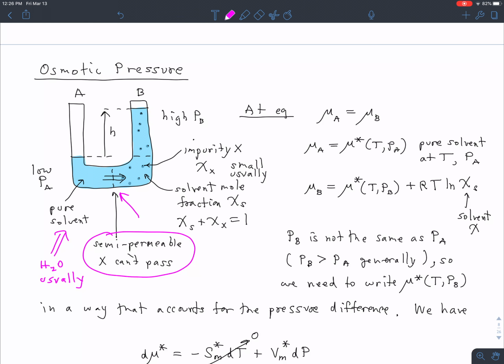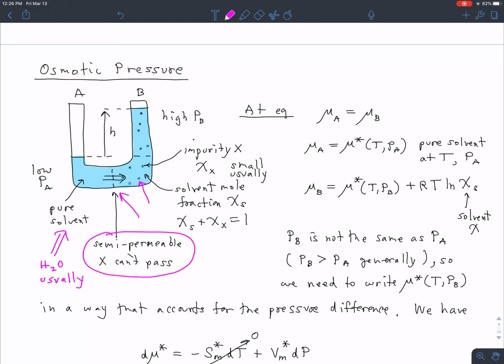Usually the solvent can pass the membrane, but there's some sort of impurity on the other side of the membrane that can't get through, and oftentimes it's because the impurity is either charged or very large. It's a large molecule like a protein. Charged molecules can be prevented from getting through a membrane by countercharges on the membrane itself. They just repel a charged molecule, or the pores in the membrane are just too small for a big molecule to get through.